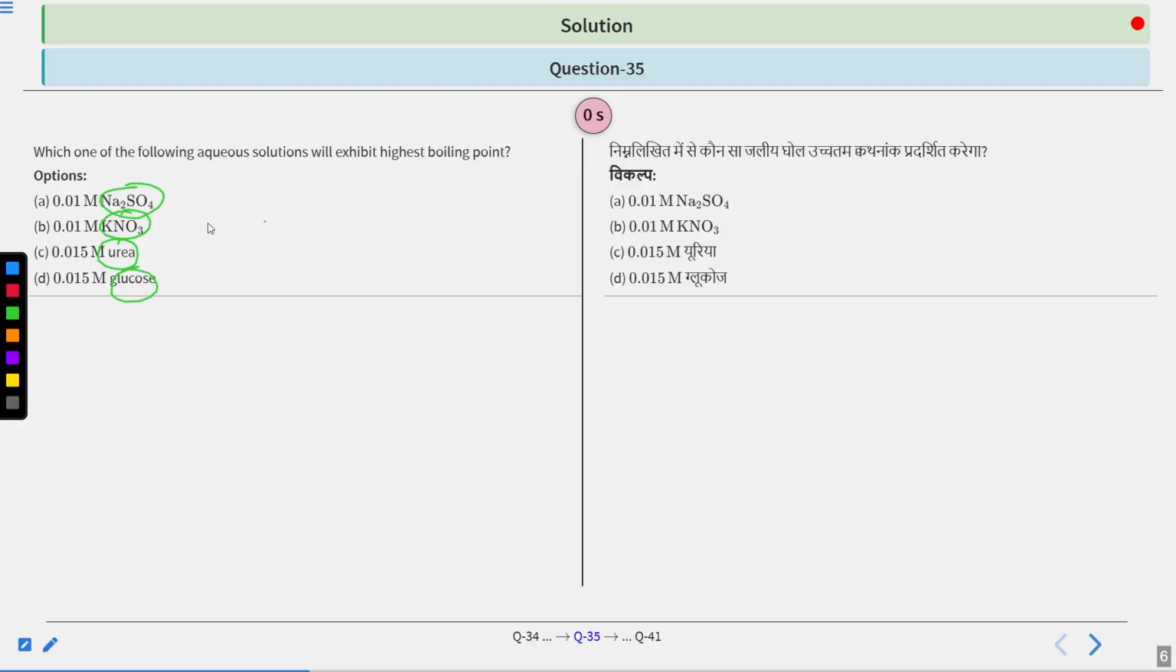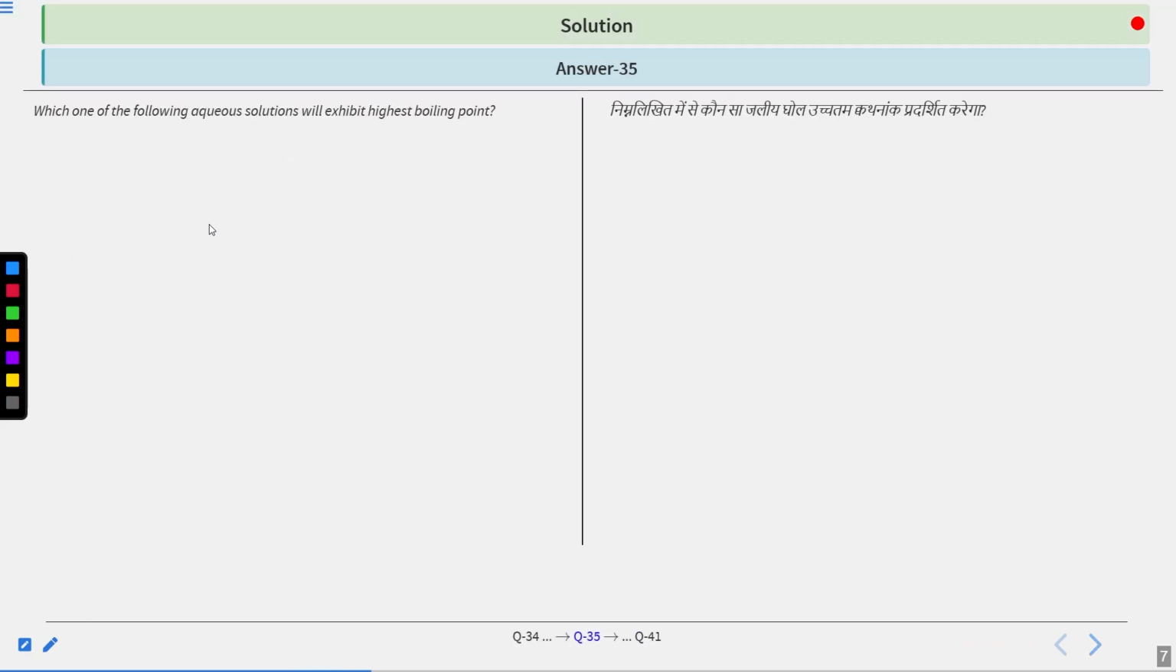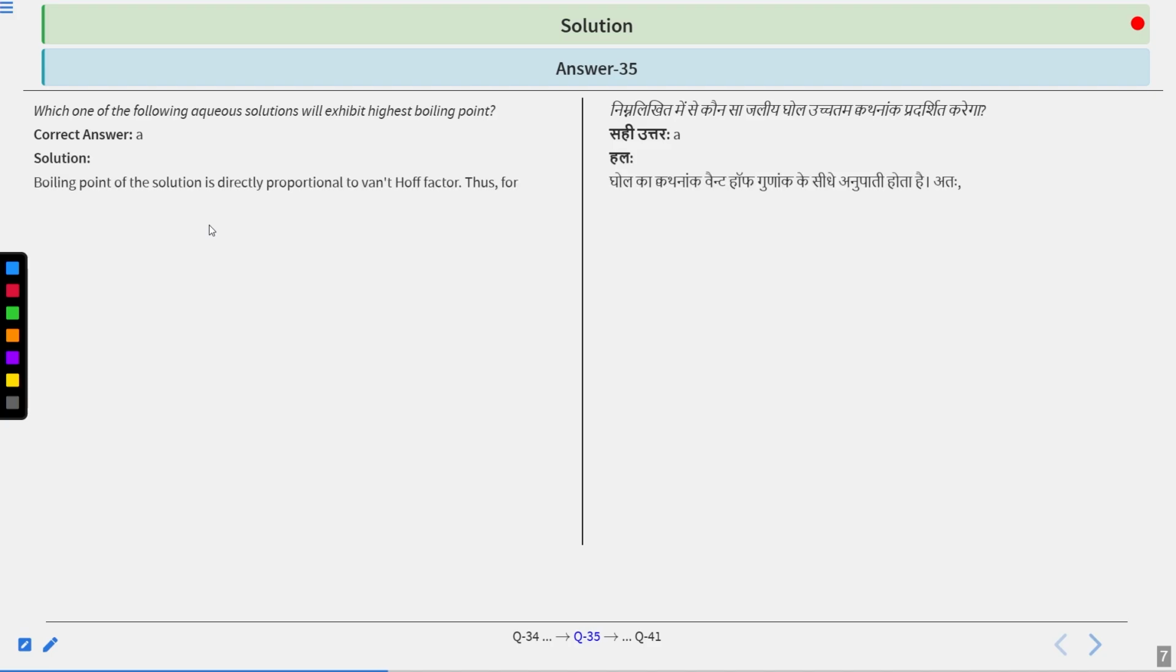Okay, let us see the solution. How can we solve it? So it was saying which will exhibit the highest boiling point, right? So the correct answer is A for those who have solved.